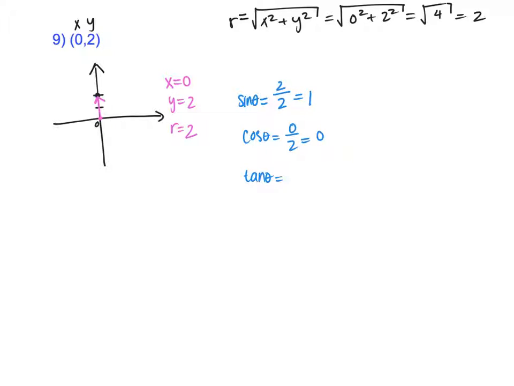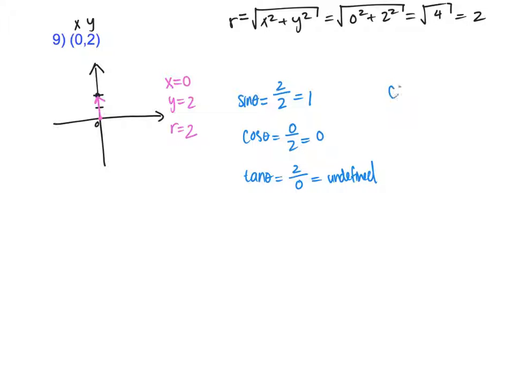Tangent is going to be our y, which is 2, over x, which is 0. Oh, but hang on. That is a 0 on the bottom. Anytime you have 0 on the bottom, it's what we call undefined. You can't divide by 0.